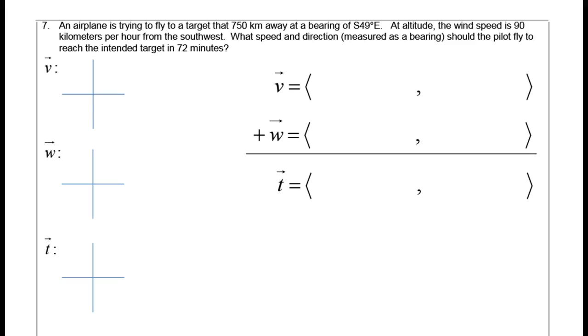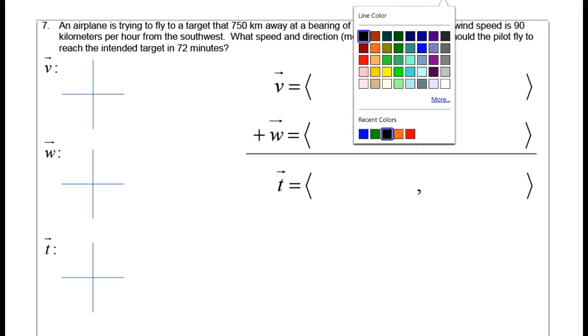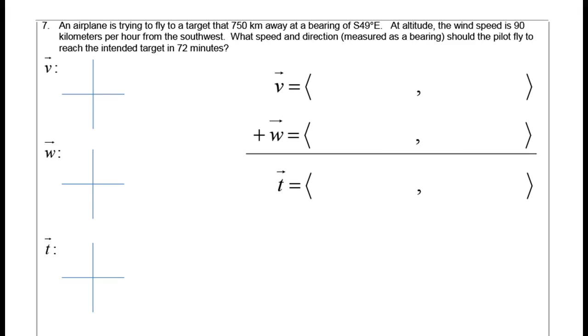Okay, so let's take a look first at the wind, because that one's easy to identify. The wind speed is 90 kilometers per hour, and that's from the southwest. If wind is from the southwest, that means that it is blowing towards the northeast, and it is at exactly an angle of 45 degrees here. And the magnitude of that vector is 90 kilometers per hour.